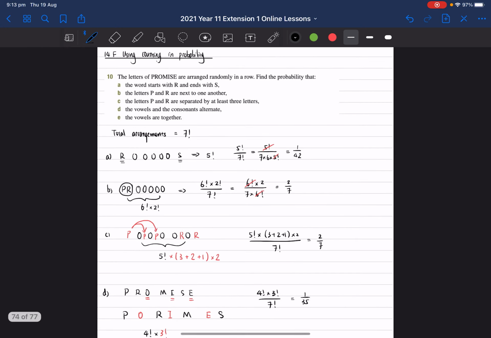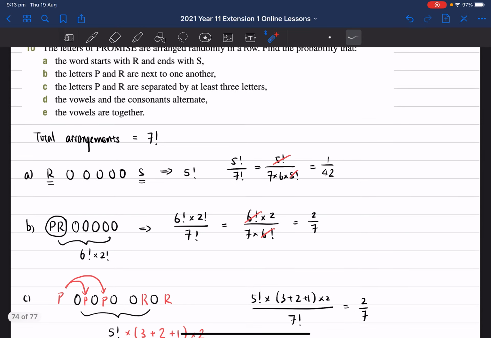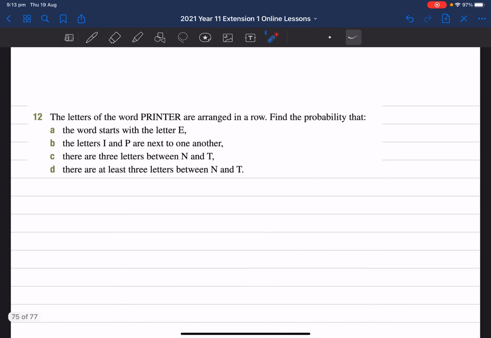So as you can see from question 10, the questions are very similar to the previous question, but this time they incorporate a probability concept. You're still dealing with the normal arrangement type of question, but you only need to find out the total arrangements, so that you can find the probability. So within those total arrangements, how many words start with R and S with those restrictions applied. Okay, so that's question 10. Let's move on to question 12.